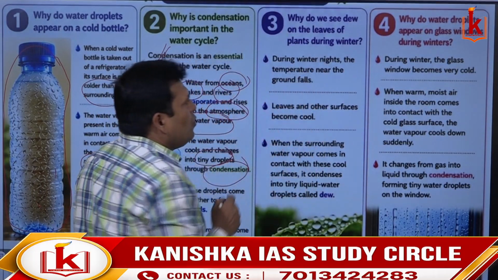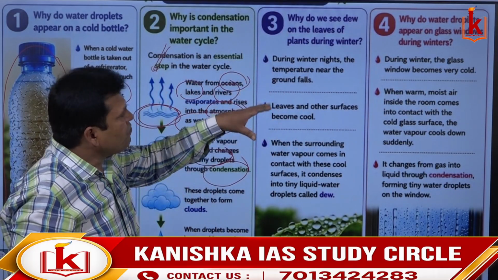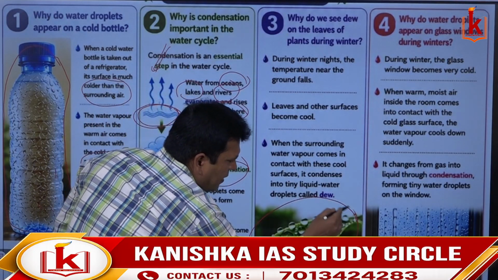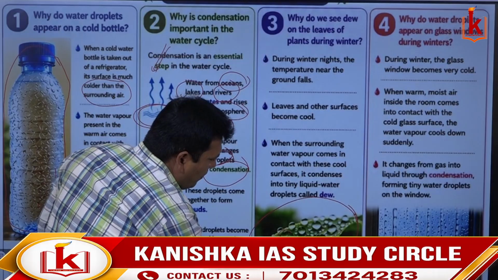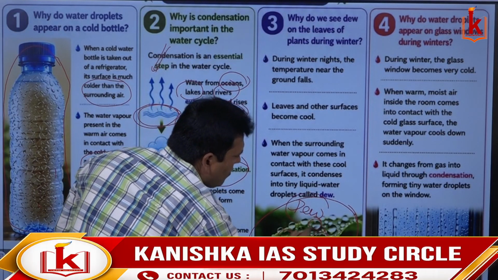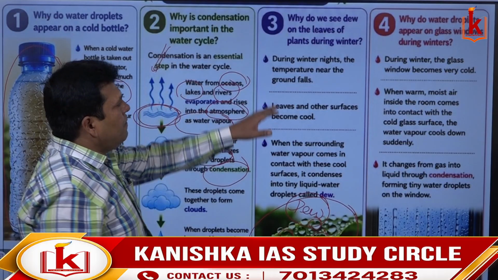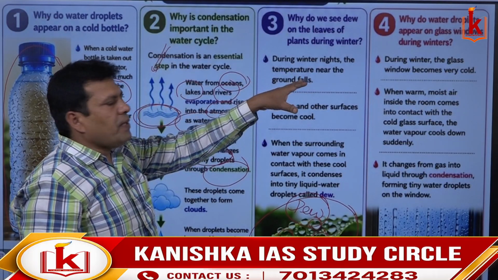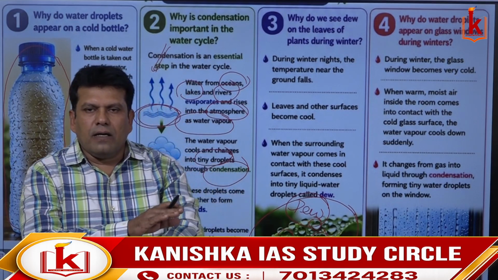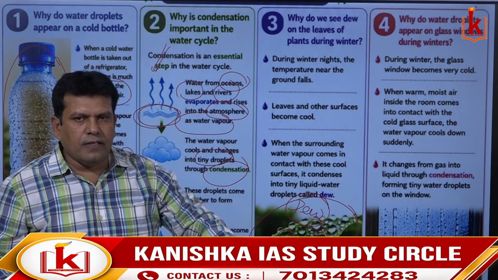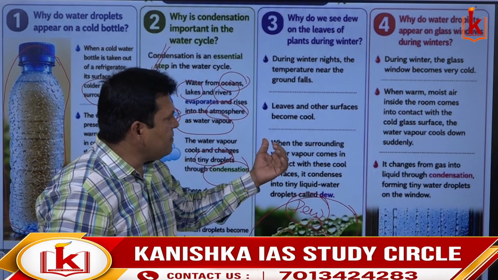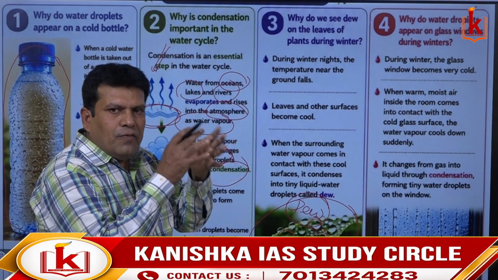So why do we see dew on the leaves of plants during the winters? Here you can notice a leaf, right? You can see the tiny droplets here. This is nothing but what we call dew. During winter nights, the temperature near the ground falls. That means the ground surface, the uppermost layer of the lithosphere, becomes very cool.